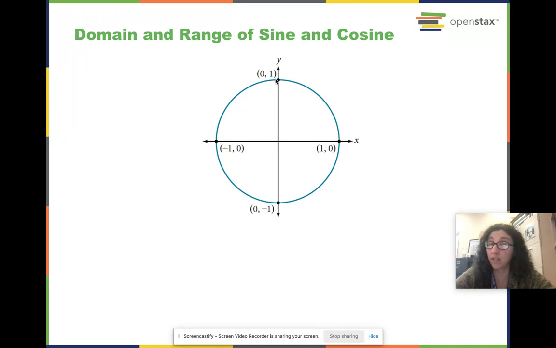Cosine is going to be very similar, right? The inputs are going to be all real numbers, and the range, the output values, the x values for cosine, are going to go from 1 to -1 and then be stuck in between those two values, right? So for both sine and cosine, the domain is all real numbers, and the range is -1 to 1 because we're stuck here on this unit circle, okay?